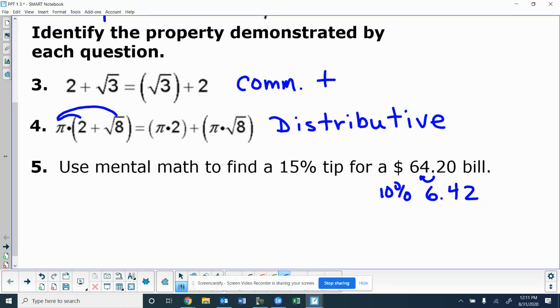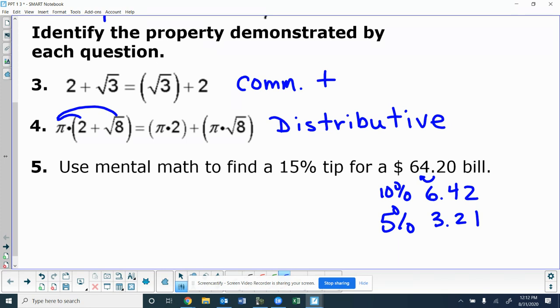Abigail? Divide by 2, is that what you said? Yeah. Split it in half. So that's what? 3.21. So then I could do what with those two answers to figure out the 15%? Add them together, right?